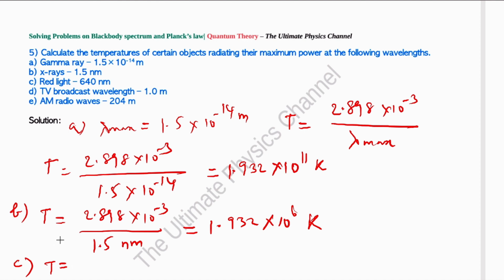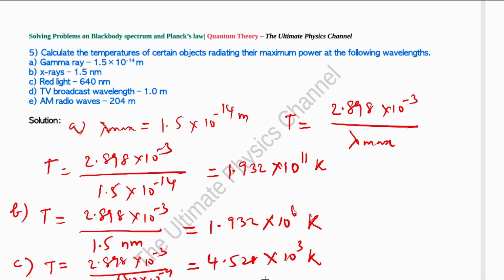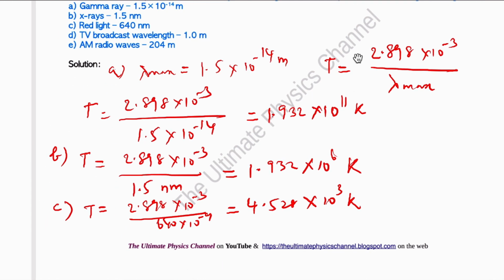Third one, temperature is for a red light of 640 nanometers. So if that is worked out, 2.898 into 10 power minus 3 over 640 into 10 power minus 9, since lambda max is in nanometers. If this is worked out, we would get about 4.528 into 10 power 3 Kelvin, or nearly 4528 Kelvin.